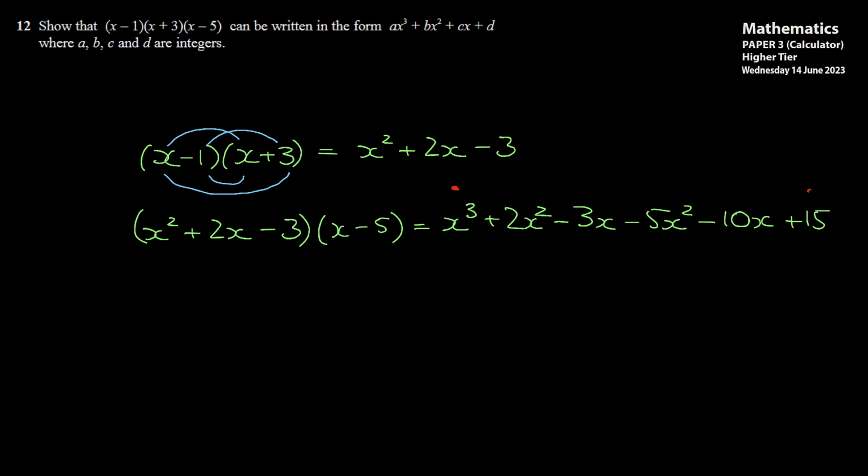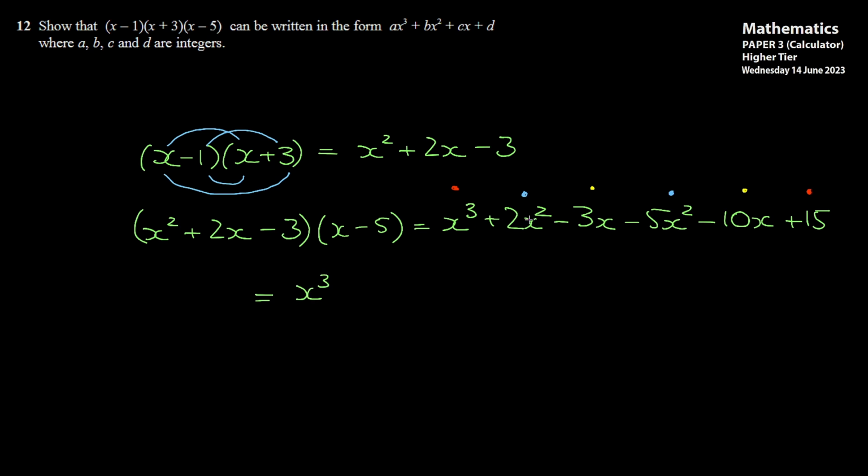These two guys are unique. There are no other numbers, there are no other x cubed terms. We've got the x squareds, which are here and here, and we've got the x's, which are here and here. Okay, so this equals x cubed.